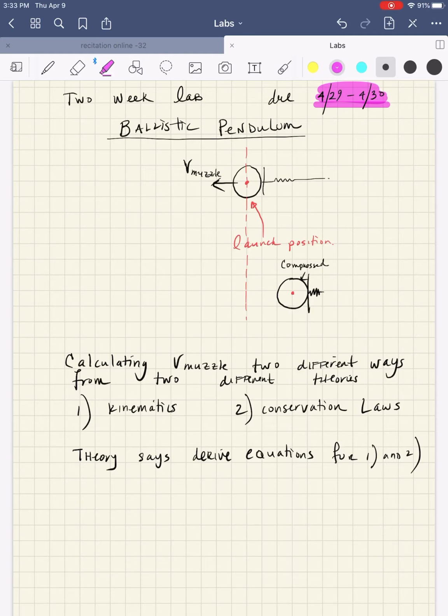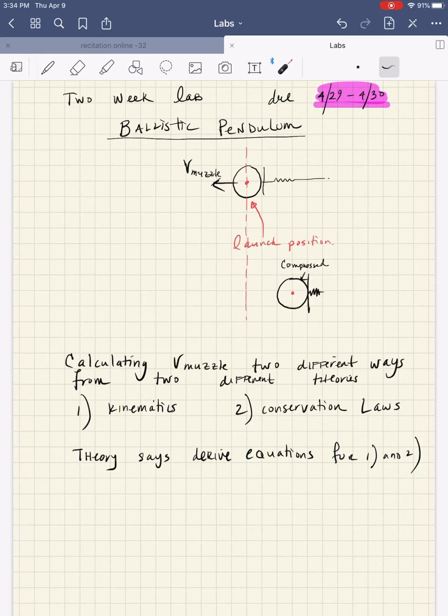And really the situation is such that we have a little cannon that can be fired. It's like a spring-loaded cannon. So right here I have a picture of a spring. Right now the spring is at its equilibrium position because the little cannonball is in its launch position, as indicated here. Here's the center of mass, and what we call the velocity as it's leaving the mouth of the cannon is the muzzle velocity.